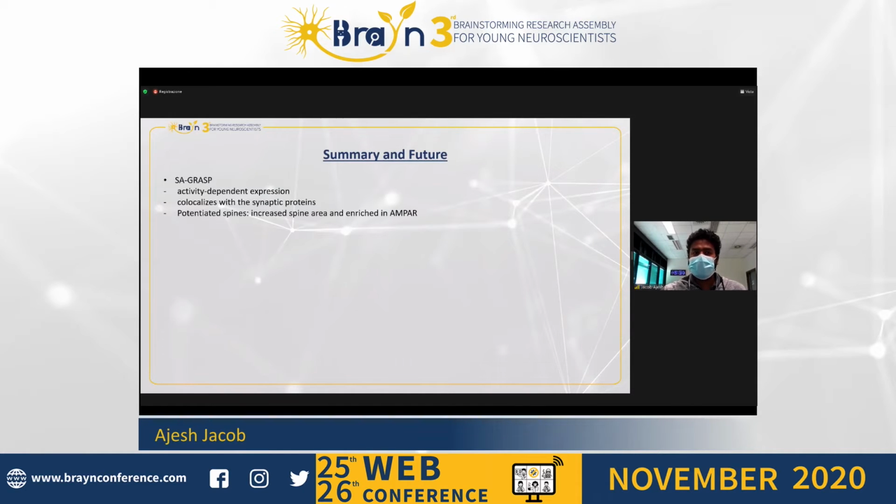To conclude, synaptic GRASP expression is activity dependent, and it colocalizes with the synaptic proteins. And synaptic GRASP is expressed in the potentiated synapses because they have increased spine area and enrichment in AMPA receptors.